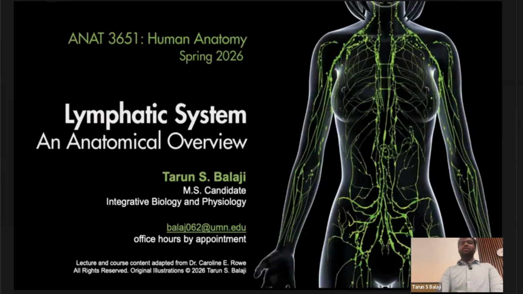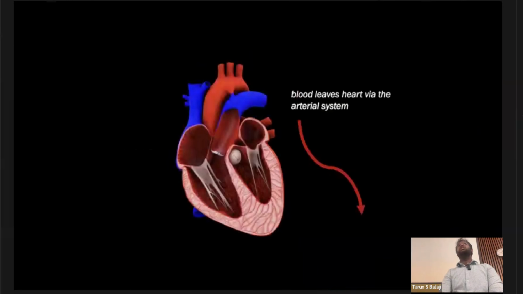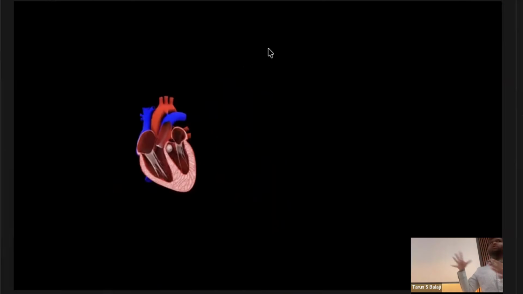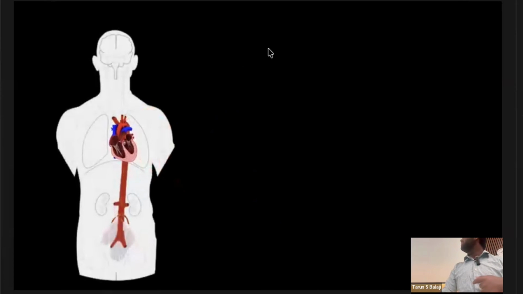Okay, so what is lymphatics? Like, what's this exactly? Well, I'm sure you're all familiar with the cardiovascular system now. Blood is distributed from the heart to the systemic and pulmonary circulation by the arterial system, and blood is returned by the venous system.